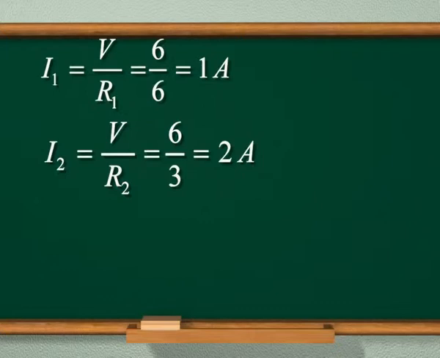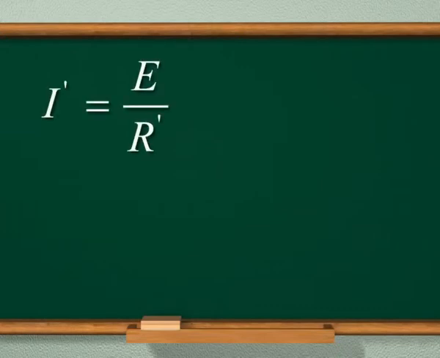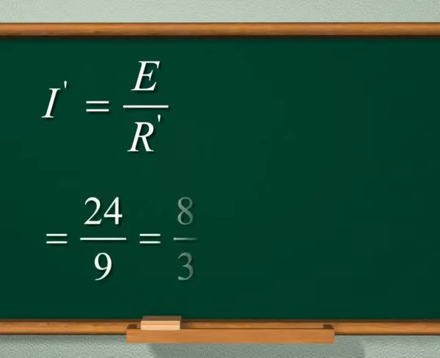Now, for the case of opening the key, the total resistance of the circuit R dash is equal to R2 plus R3 plus small r, or R dash is equal to 3 plus 5 plus 1, equal to 9 ohms. Therefore, the current in the circuit I dash is equal to E upon R dash, equal to 24 upon 9, which becomes 8 by 3 amperes.